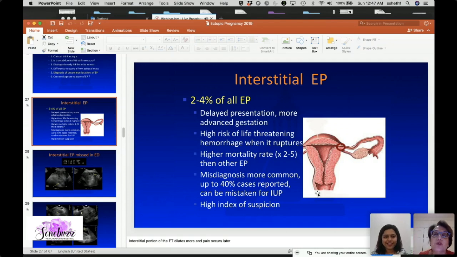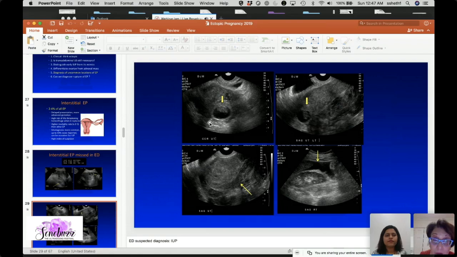So in other words, if you have a cornual pregnancy, there will be myometrium surrounding the entire pregnancy, versus if you have an interstitial ectopic pregnancy, then, as in this case, you will have no myometrium on the outside, because the pregnancy is only partially in the uterus, in the portion of the fallopian tube that's entering the uterus. I think that is a very important pointer to differentiate between the two. So thank you for sharing that, ma'am.